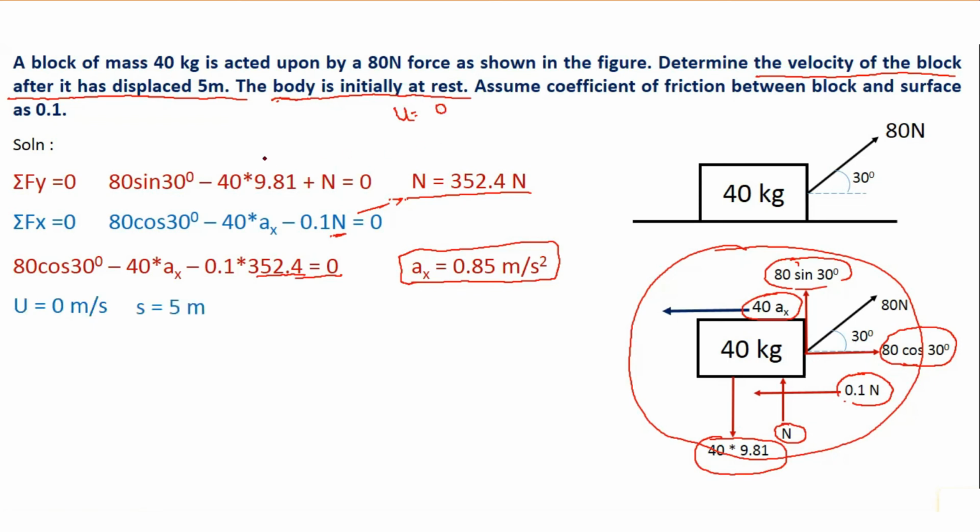S is given to us as 5 meters. Acceleration we just found out as 0.85. V we need to find out, let it be V. Now using equation of motion, v square is equal to u square plus 2as.